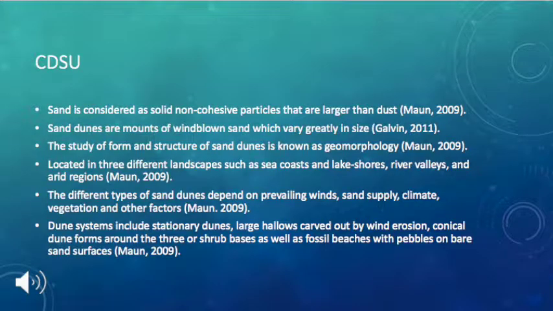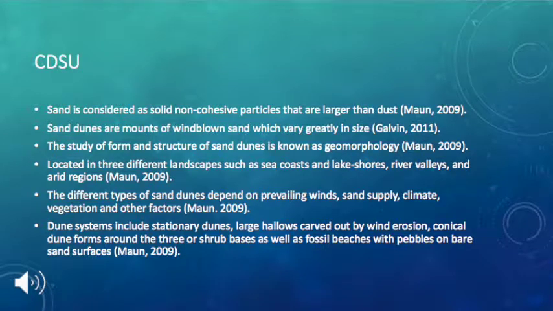Sand is the composition of tiny grains spread right across the coastlines and is found worldwide. Textures and sizes of sand grains depend on their habitat. Sand is considered as solid, non-cohesive particles that are larger than dust. Sand dunes are evident on our beaches as they look like great sandy mountains.